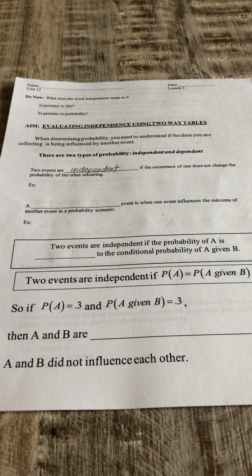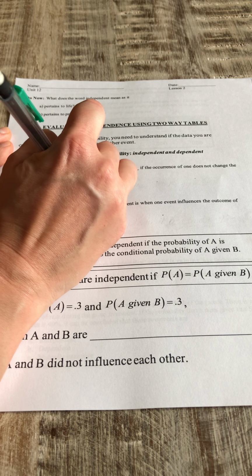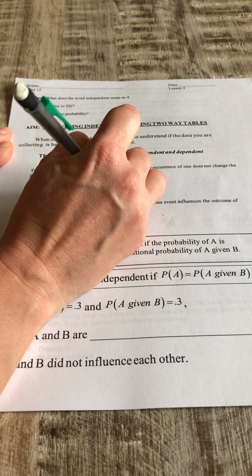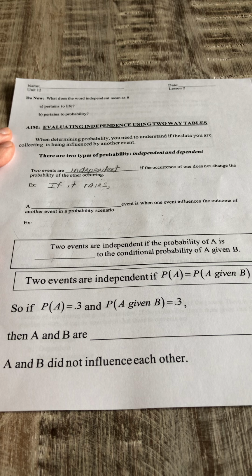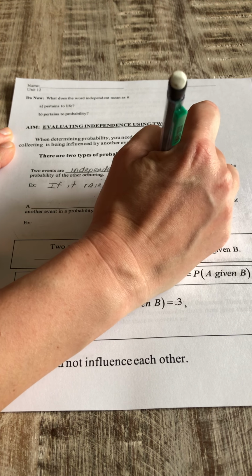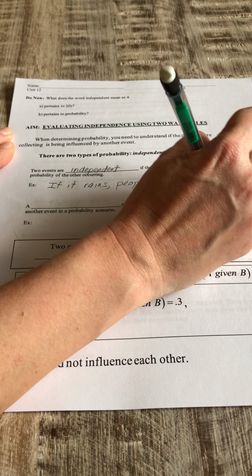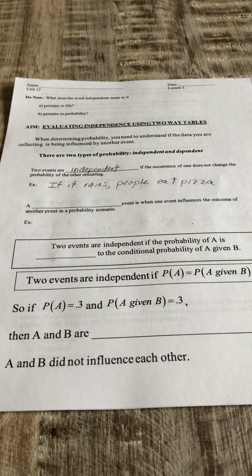So let's just say, for a silly example, if it rains, people eat pizza. And we know that these two events really don't have any effect on each other. If it's raining or not really doesn't, again, have any influence on whether people are going to eat pizza.